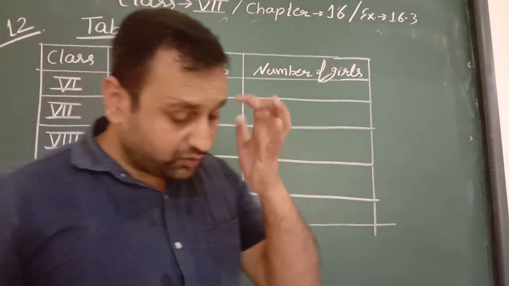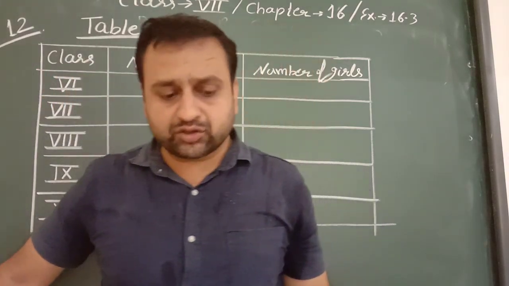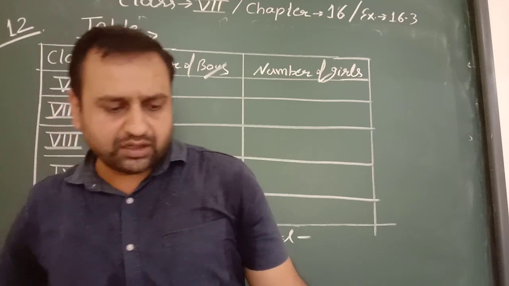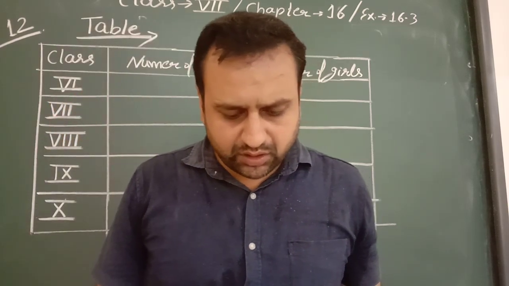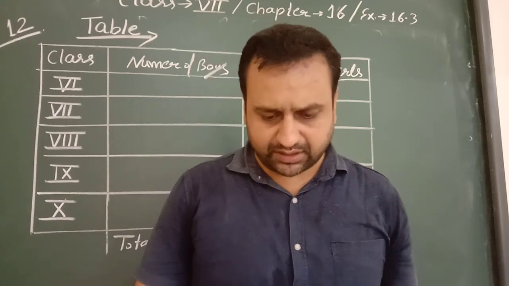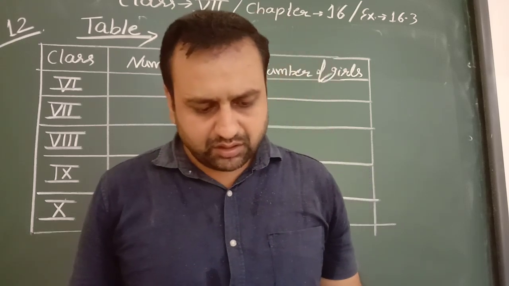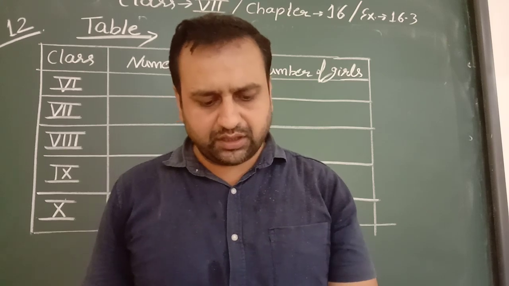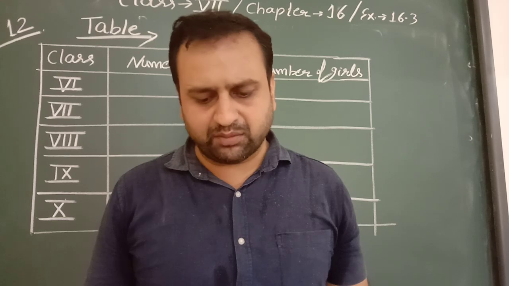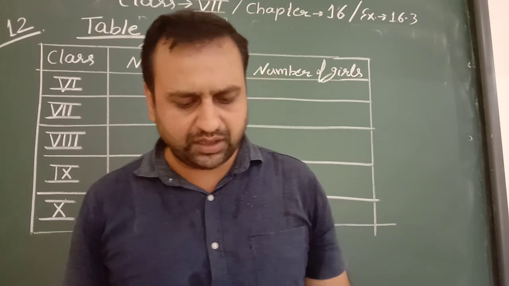Okay students, now question number 12. In question number 12 you can see that a double bar graph is given, and according to the double bar graph, classes are considered along with the number of boys and number of girls. Read the question and make a table. आपको एक टेबल बनानी है in which class, number of boys and number of girls are indicated.